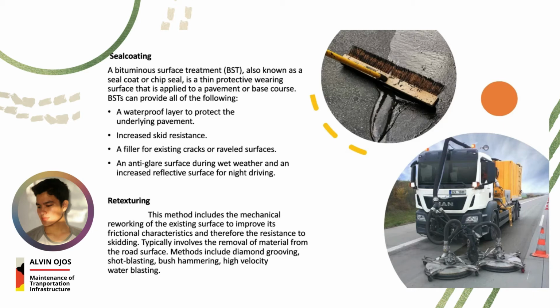And then we have retexturing. This method includes the mechanical reworking of the existing surface to improve its frictional characteristics and therefore the resistance to skidding. Typically involves the removal of material from the road surface. Methods include diamond grooving, shot blasting, bush hammering, and high velocity water blasting.